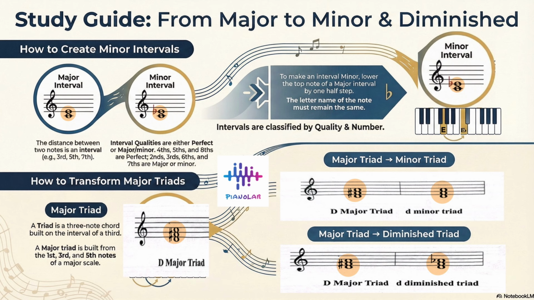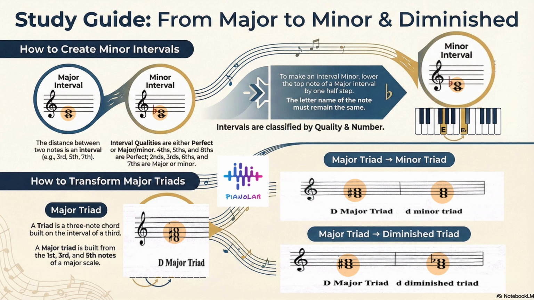Okay. A minor interval is defined very, very specifically. It's created when you take the top note of a major interval, one of those, seconds, thirds, sixths, or sevenths. Exactly. And you lower it just a half step. Crucially, though, the letter name of the note must not change. That is such a vital distinction to hear. Can you give us, like, a quick, concrete example?